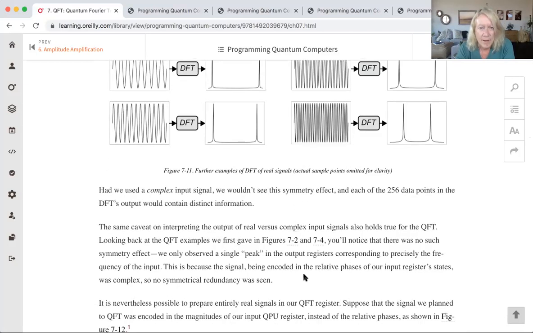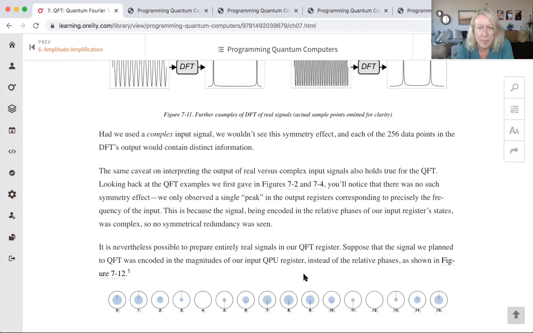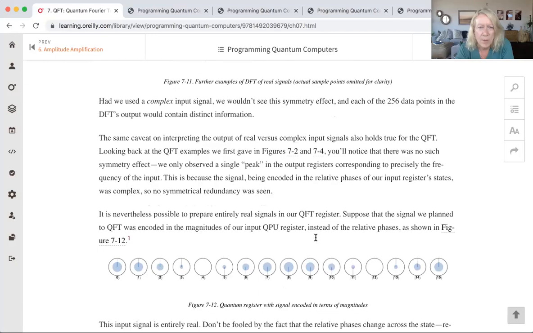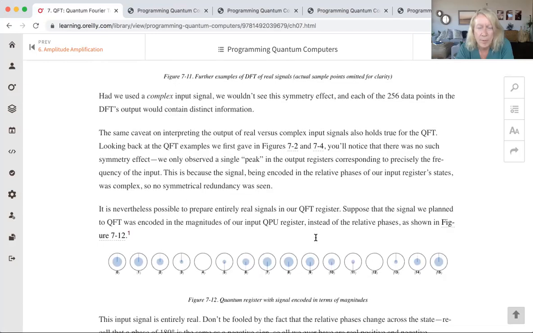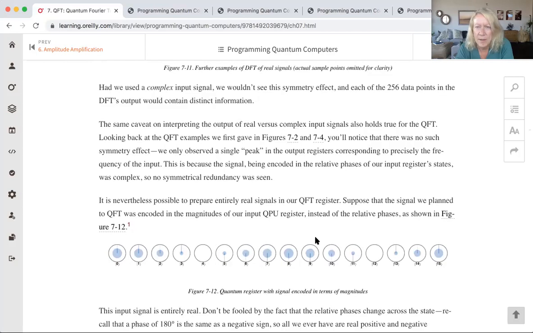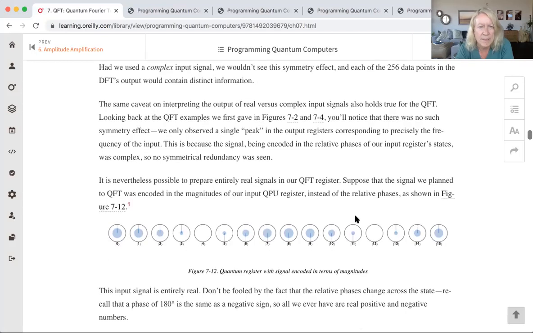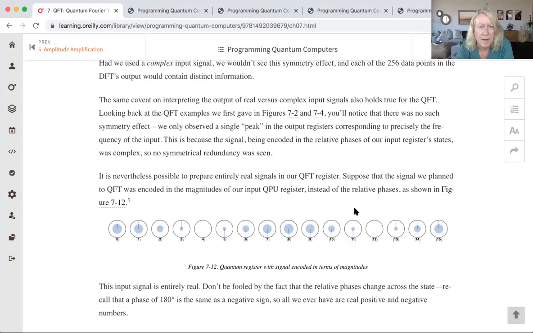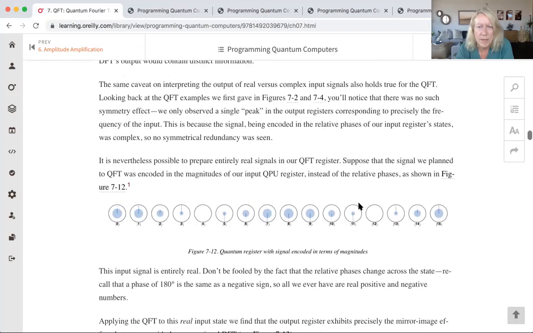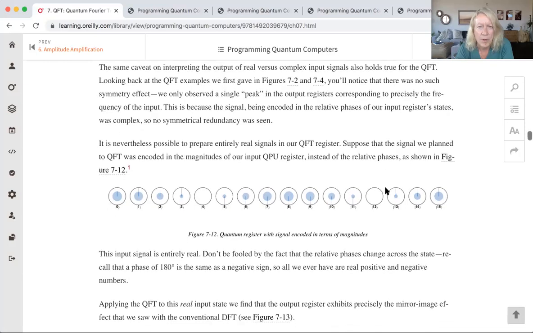All right, then the caveat: interpreting the output of real versus complex holds true for QFT. Let's look back at the example. You'll notice in the earlier example there was no such symmetry. We only observed a single peak in the output register. It's because the signal being encoded in the relative phase of our input register state was complex, so no symmetrical redundancy was seen. Yet we could prepare real signals in our register. Suppose the signal we planned was encoded in the magnitudes of the input instead of the relative phases.